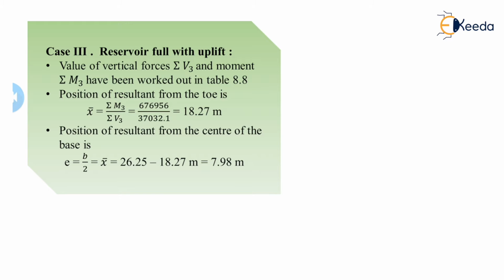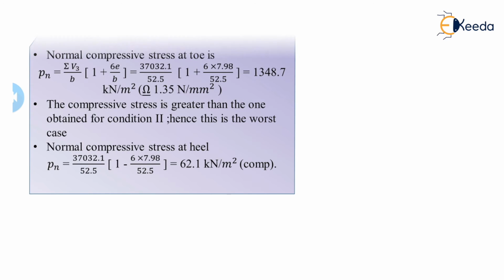Again, we want to find the eccentricity. How will we find it? It is half of the base width minus x bar. So here we get 7.98 meter. Then we have to find the normal compressive stress at the toe. The equation is summation of V divided by base width into bracket 1 plus 6e upon B. The value will be 1348.7 kilonewton per meter square. This compressive stress is greater than the one obtained for the second condition.